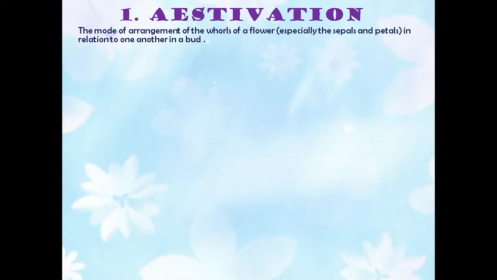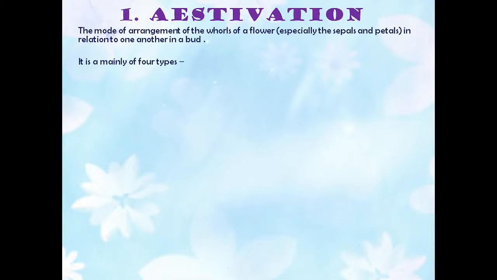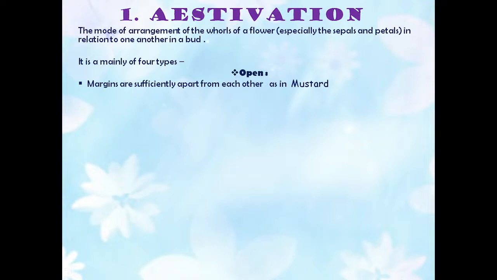The mode of arrangement of whorls of a flower, especially the sepals and the petals, in relation to one another in a bud is termed as estivation. Okay. Now estivation is mainly of four types. What are they? There are more other types also, but mainly four types.